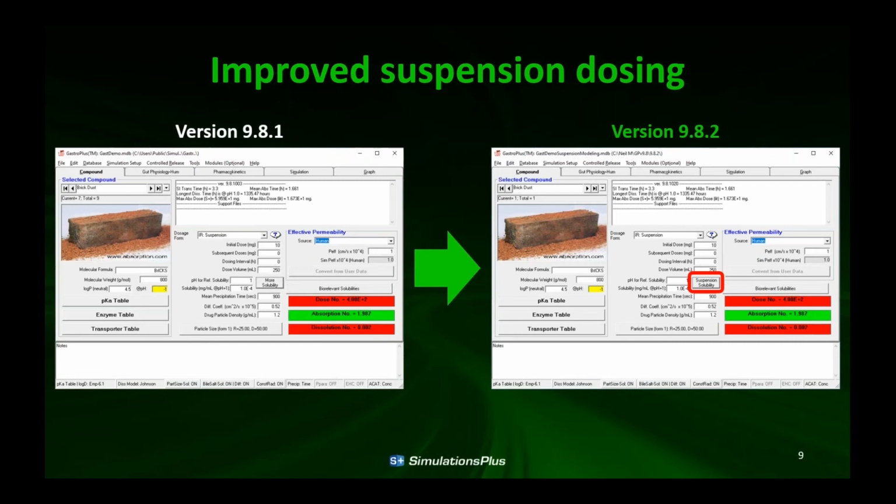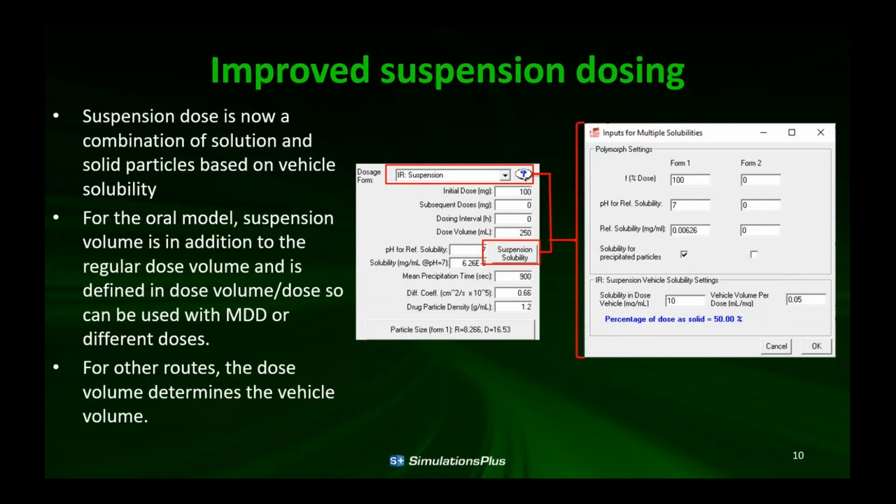So this incorporates extra steps. You are able to run the simulation, but it incorporates extra steps to set the dose. So with version 9.8.2, if you select IR suspension, you have an extra button named suspension solubility, where you could set some extra inputs for this formulation. Because the suspension dose is now considered in this new version as a combination of dissolved solution and solid particles, based on the vehicle solubility.